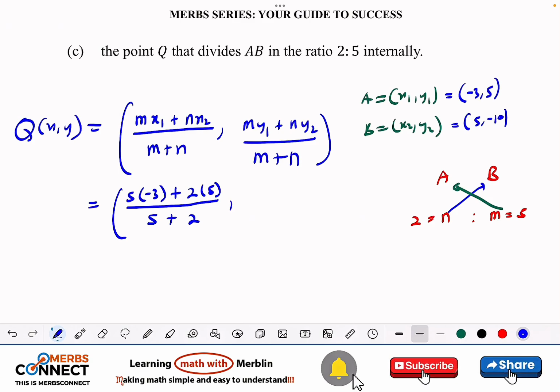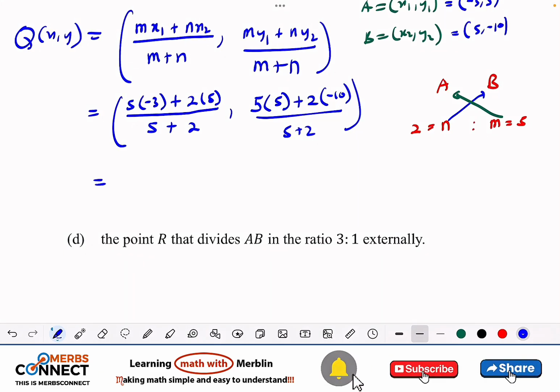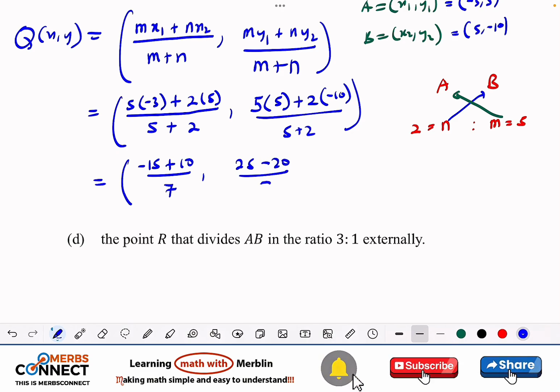Then we have m, which is 5, times what is y1? y1 is 5, plus 2 times y2 is minus 10, divided by 5 plus 2. Good. So what are we going to get? Simplify the top. We have minus 15 plus 10 divided by 7. And then we have 25 minus 20 divided by 7.